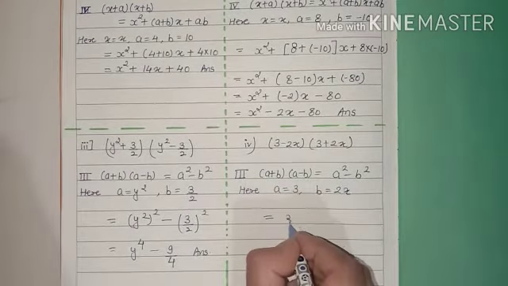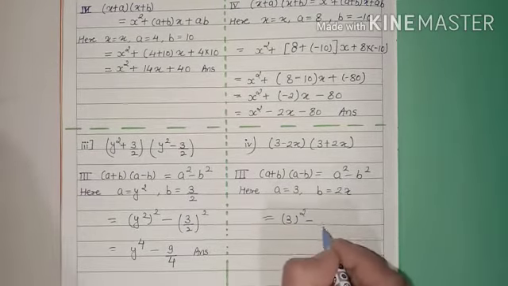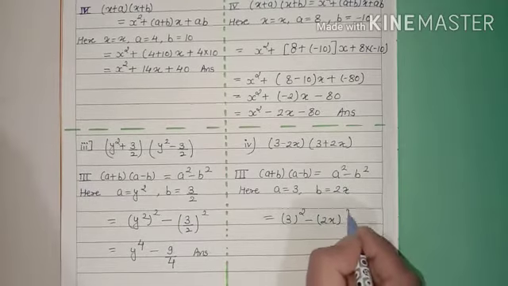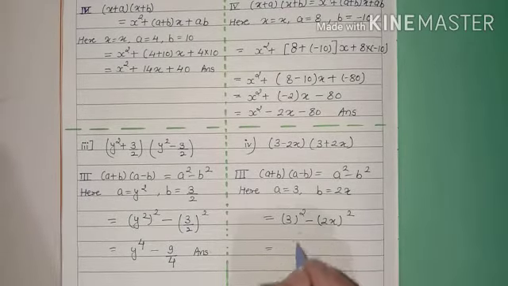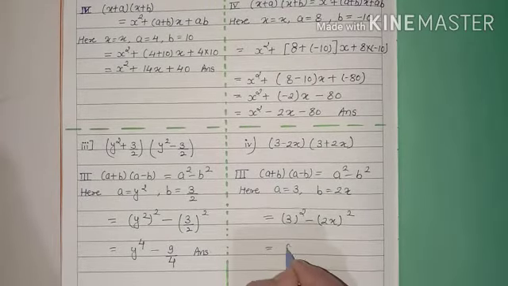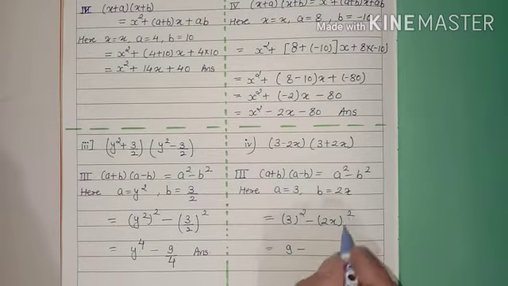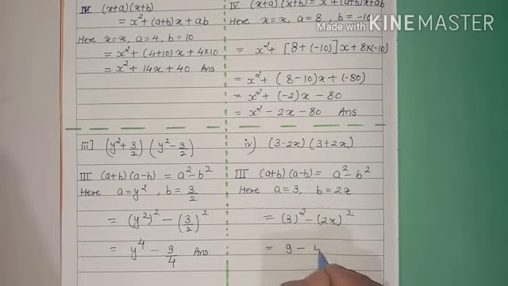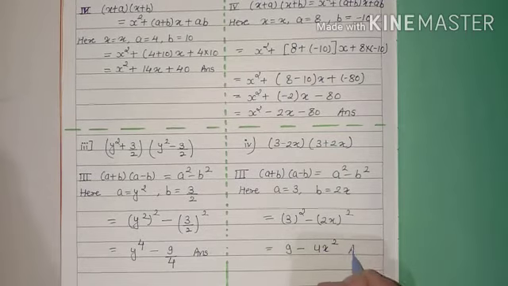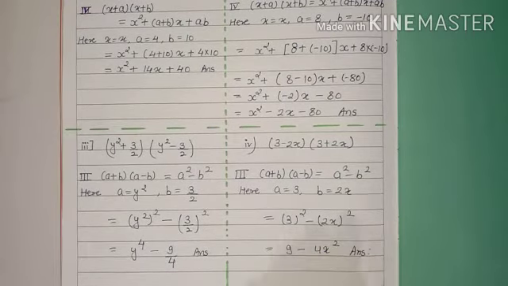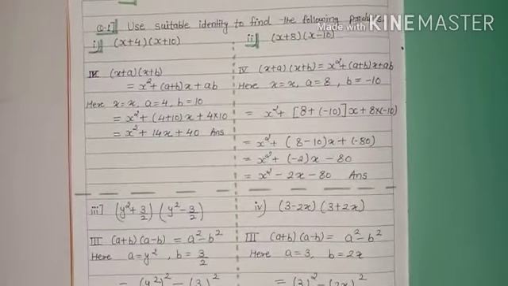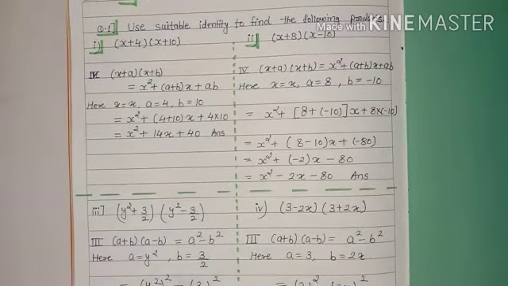a² means 3², b² means (2x)². 3² is 3 into 3, that is 9, and (2x)² means 2x into 2x, you will get 4x². So students, with the help of identity you can easily find the product.